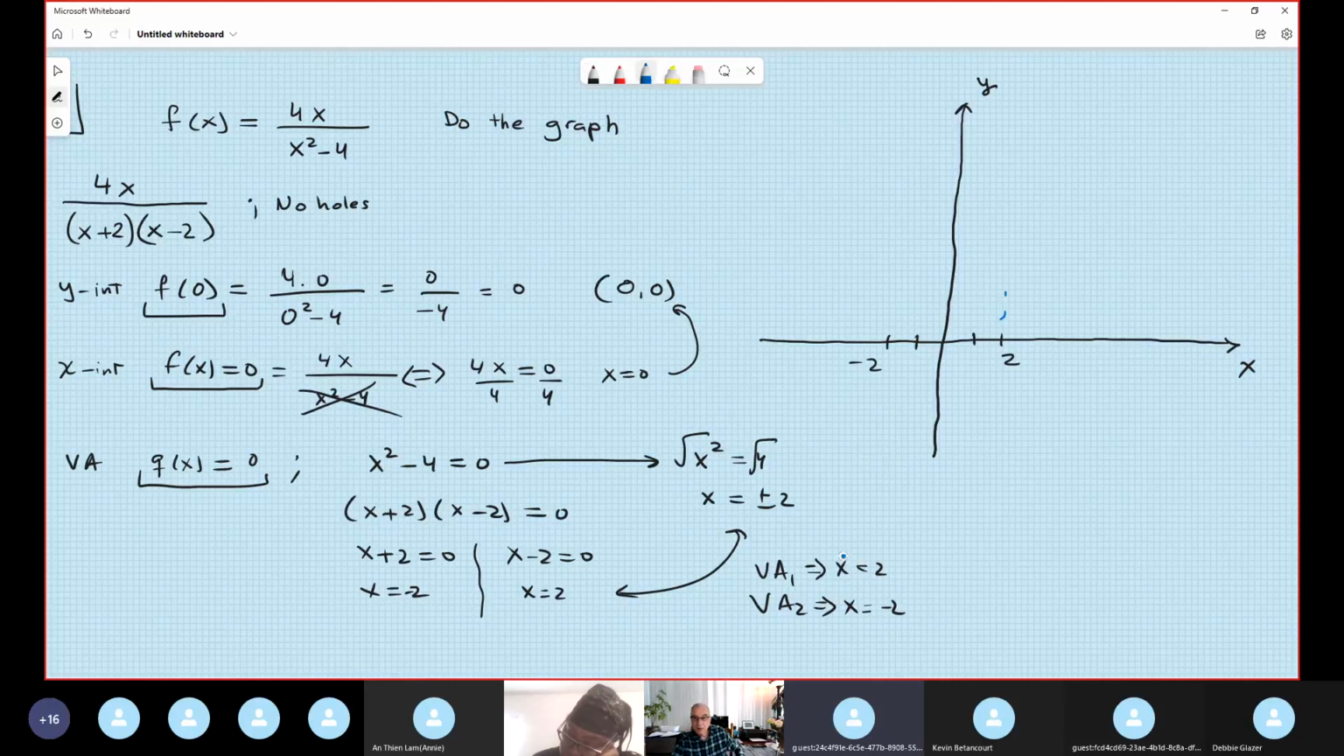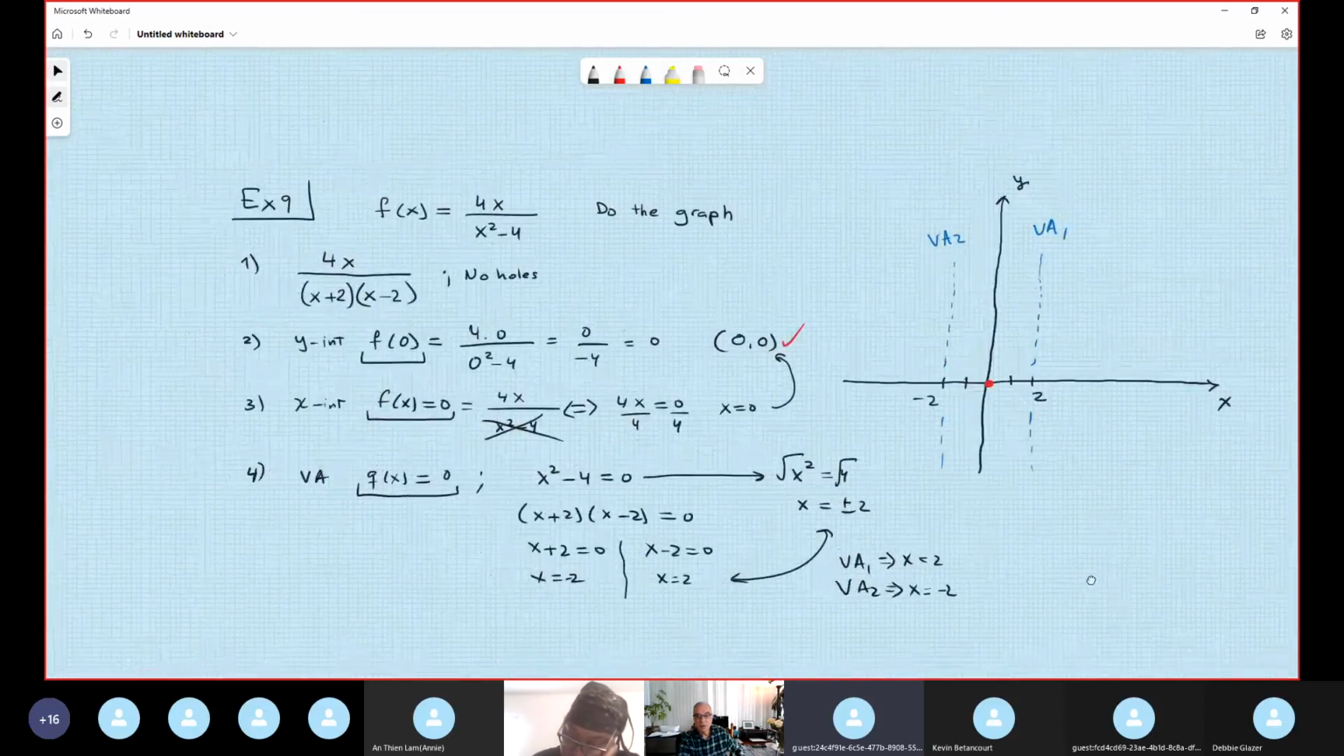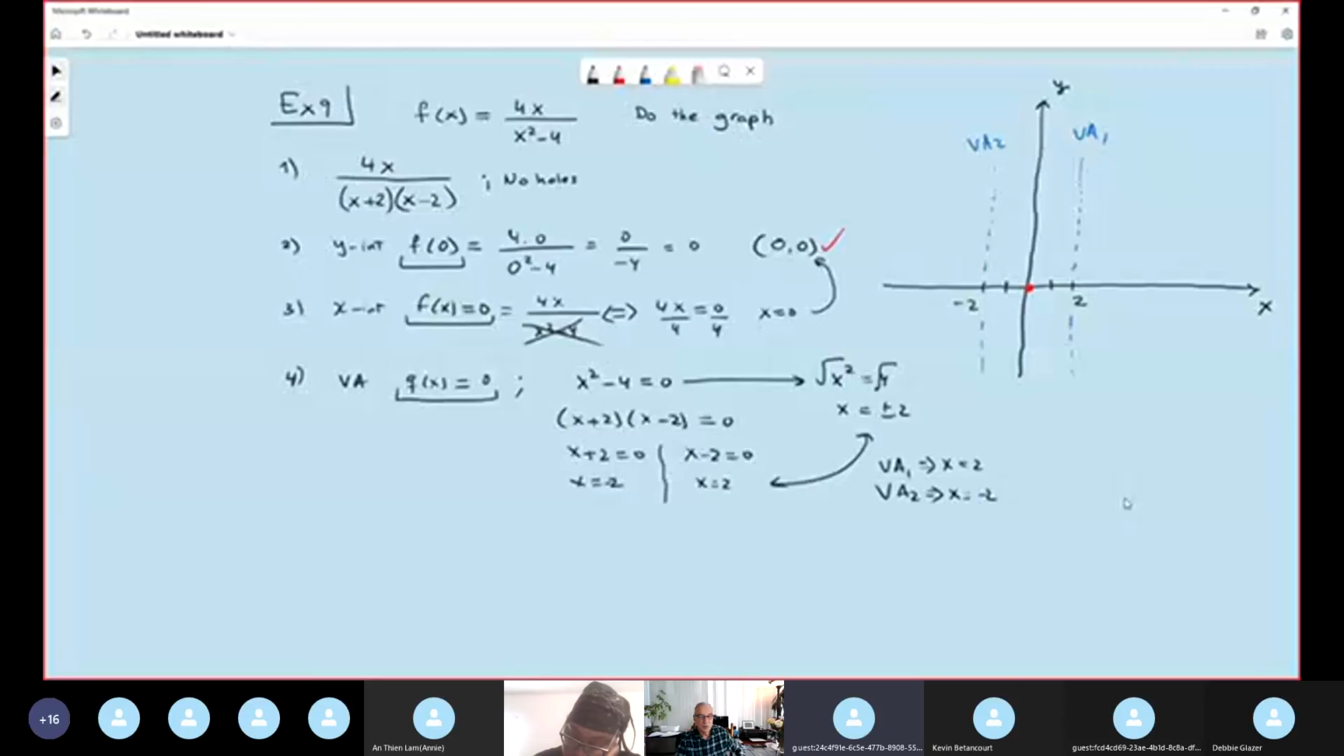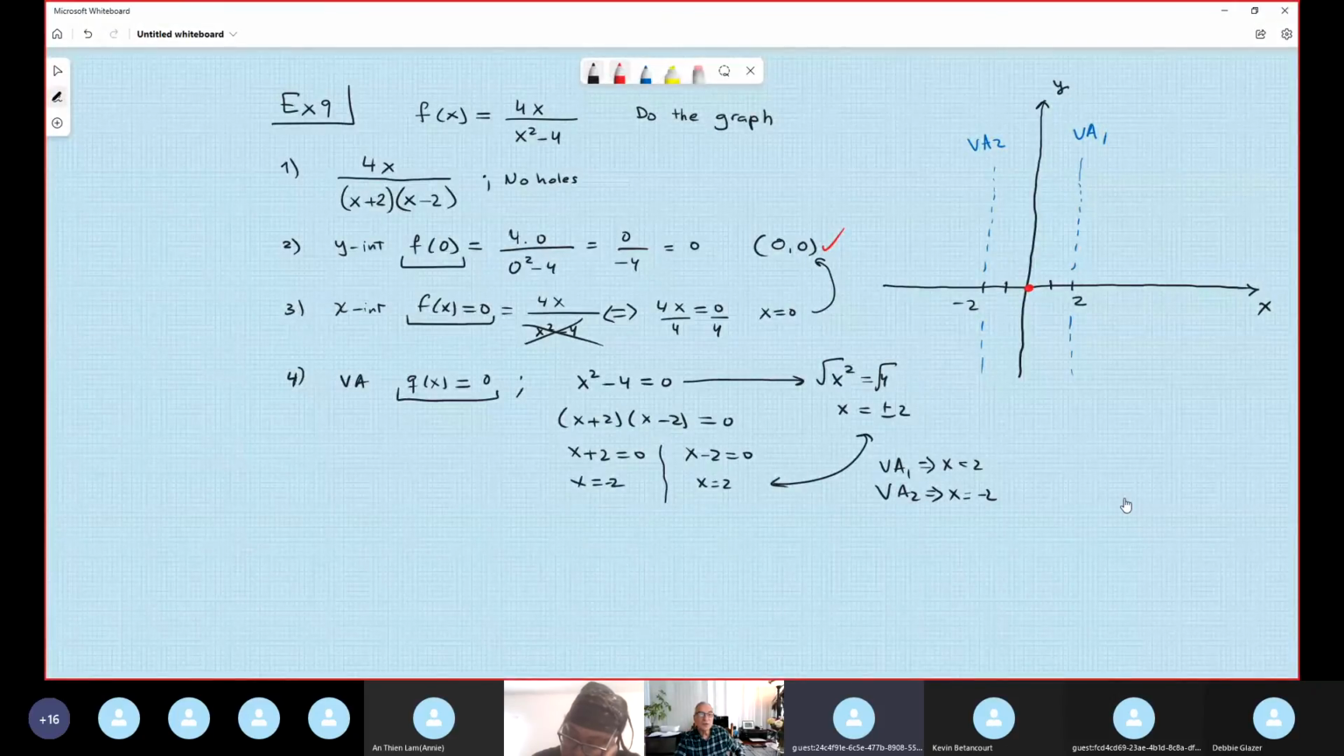And we have here one vertical asymptote, and I have here another vertical asymptote. This is vertical asymptote 1, I call it, and vertical asymptote 2, I call it. And don't forget the most important point of this, which is 0, 0. By the way, it is the X-intercept and Y-intercept. Do you see that? So far, do you follow me? Good. We are doing good.